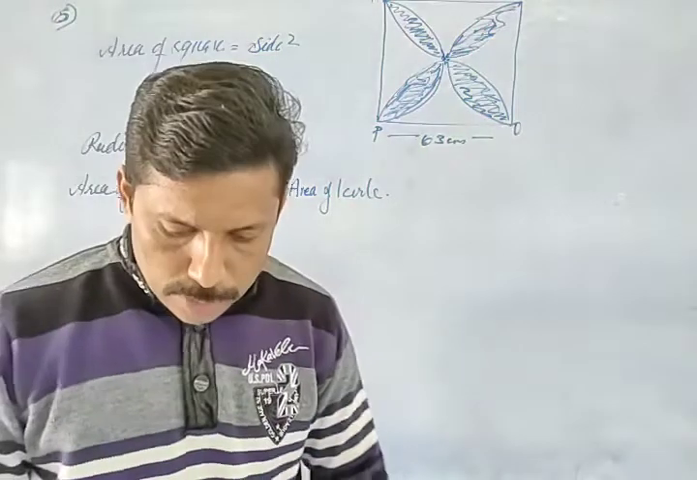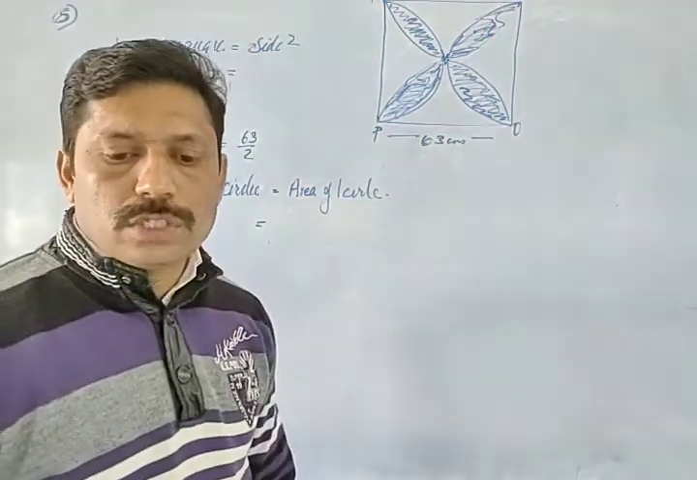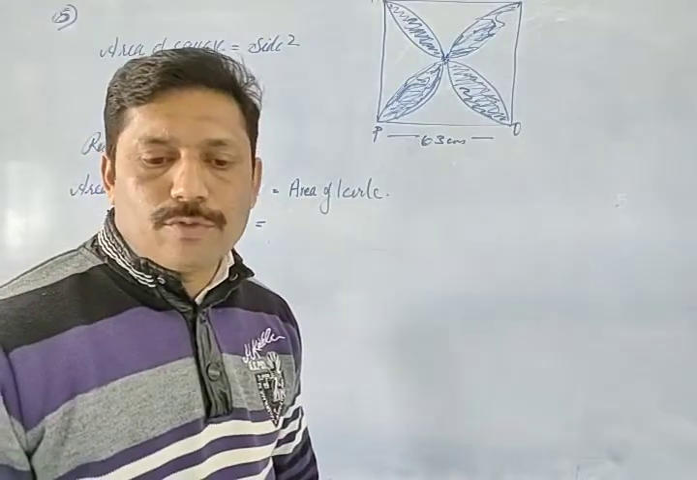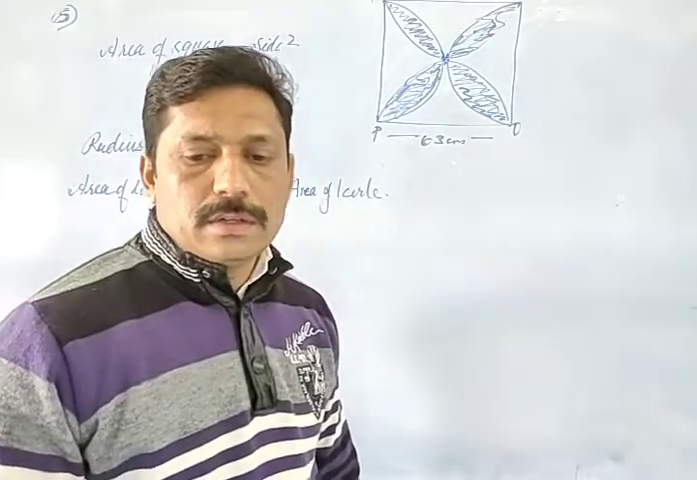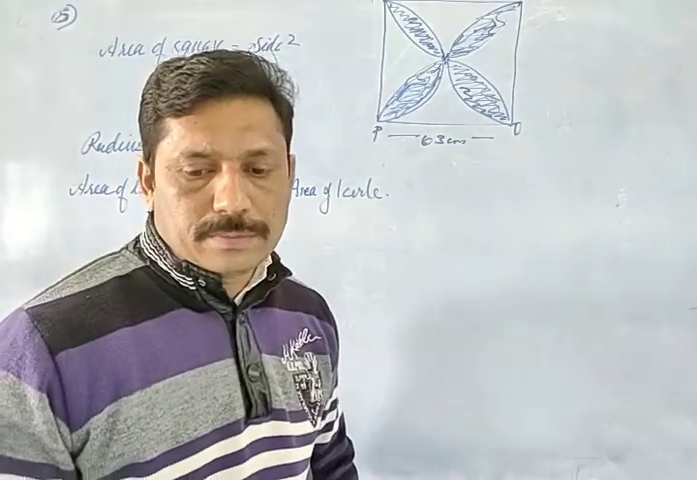Look at the next question, students. Question number 6. The adjoining figure shows square MNOP and 4 semicircles. Find the total area of shaded parts.